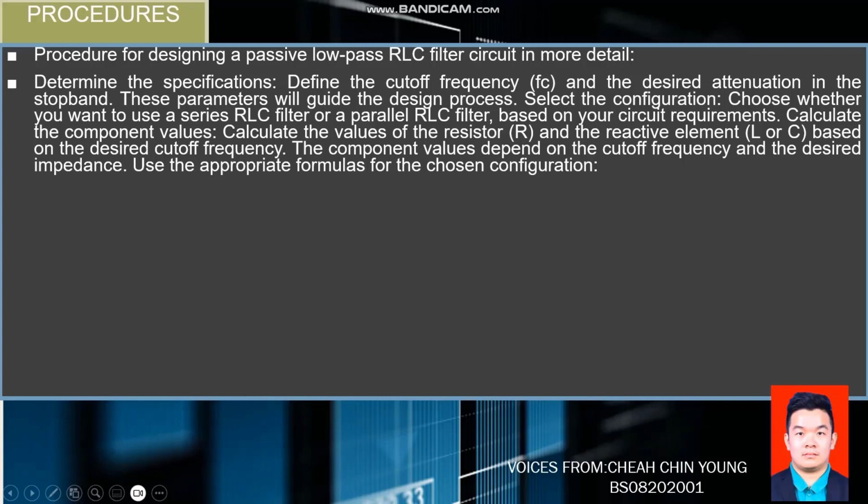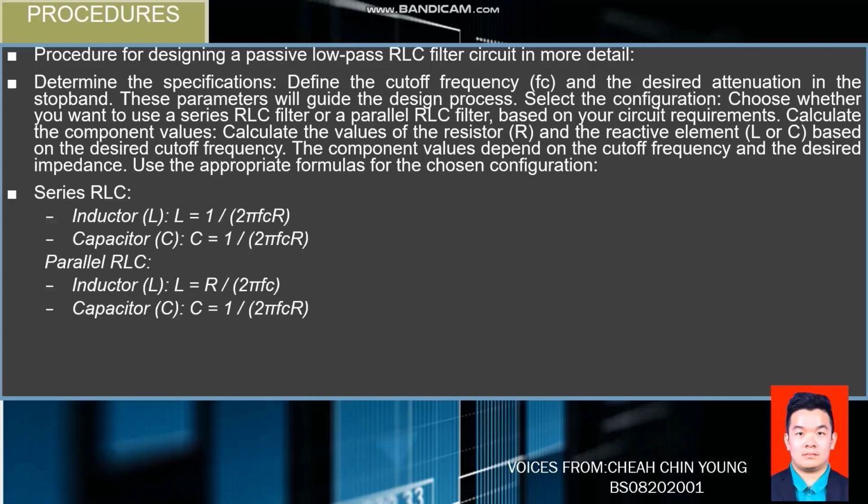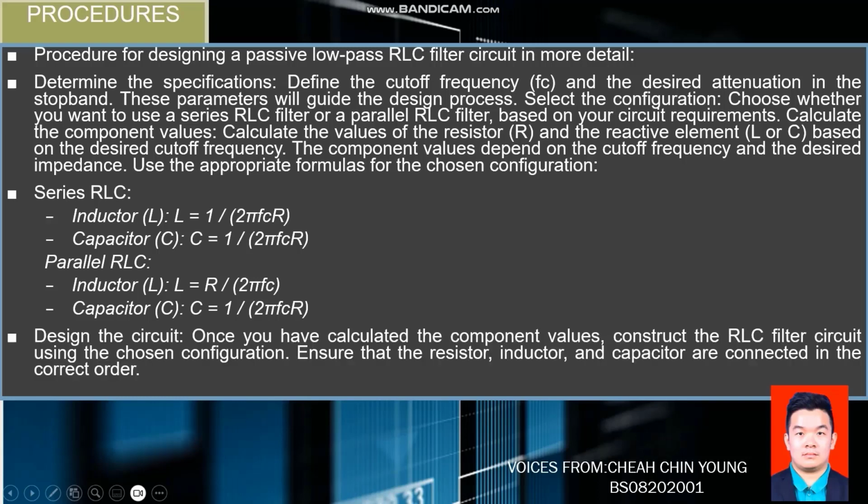Calculate the component values: the values of the resistor and the reactive element, L or C, based on the desired cutoff frequency. The component values depend on the cutoff frequency and the desired impedance. Use the appropriate formula for the chosen configuration. For the series RLC, this is the formula that has to be used. For a parallel RLC circuit, it will be a bit different from the series RLC. Okay, so design the circuits.